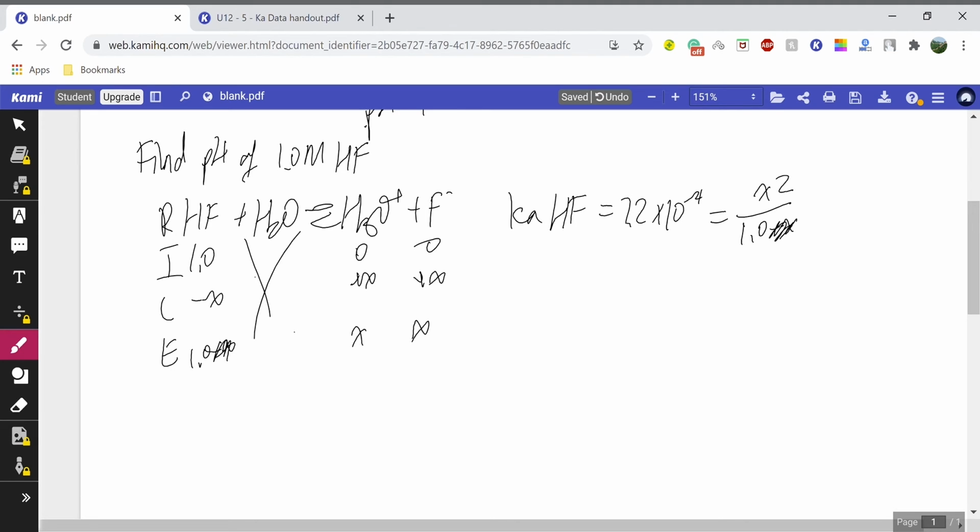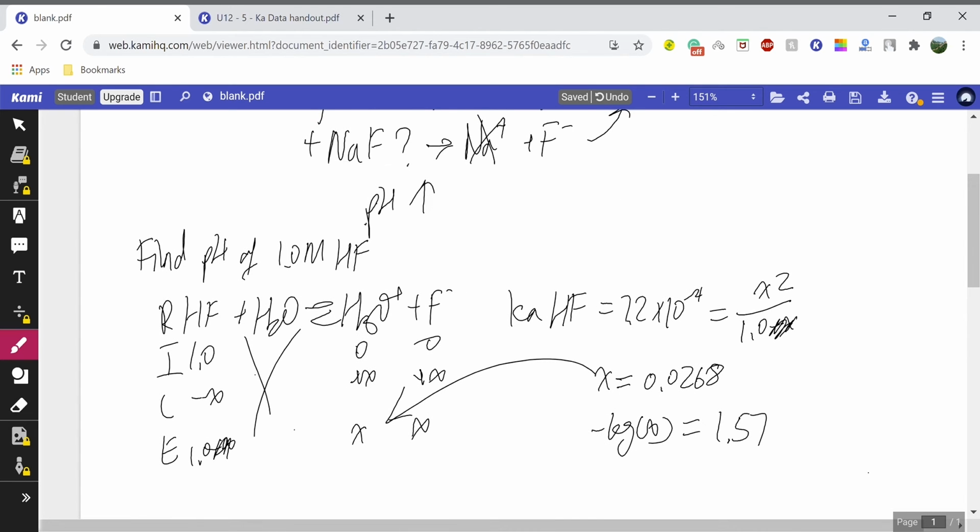So now we can simply do 7.2 e to the negative fourth times 1.0 and take the square root of that, which will give us an x value of 0.0268. Now, x is the concentration of H3O plus, which means the negative log of that will be the pH, so the negative log will be 1.57. 1.57 is our original pH of only HF. Now, time to add our NaF to it and see what happens.